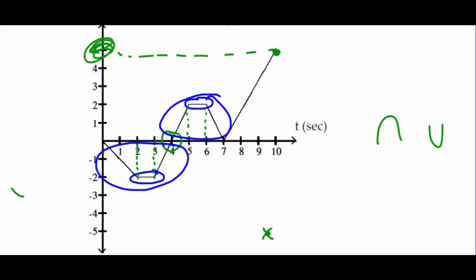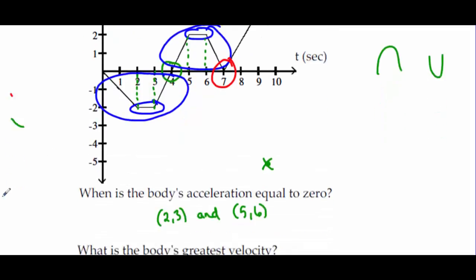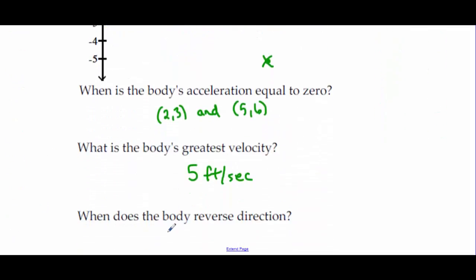Now over here at 7, it touches the x-axis but doesn't go through, so it's going right, and then it keeps going right after it basically stops for a moment. So that means that only at 4 are we reversing direction. So at 4 seconds is when it reverses directions.